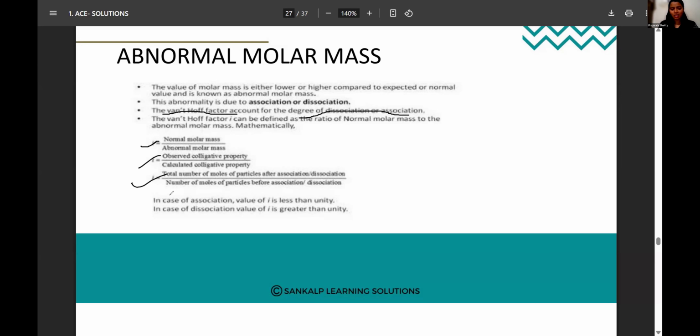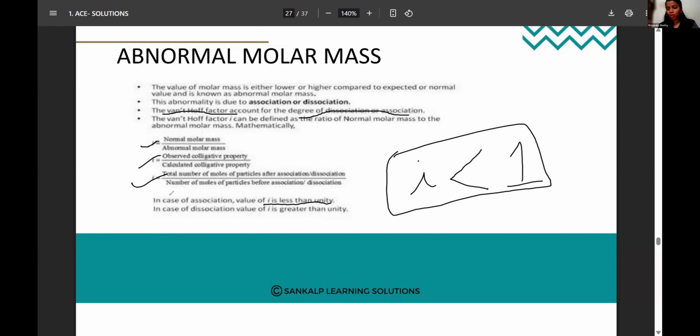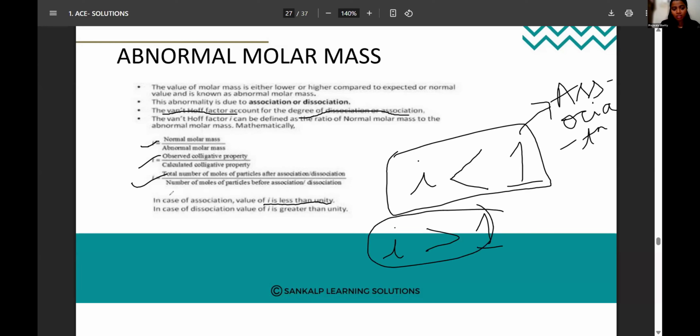And last, less than unity. If i is less than 1, please note this, if you see problems related to this, you will definitely understand. So if i is less than 1, we assume it to be associated. Okay, association has happened. Next, vice versa. If i is greater than 1, we say it is dissociation. All right. Yes, guys, this is all about your Unit 1 solutions.